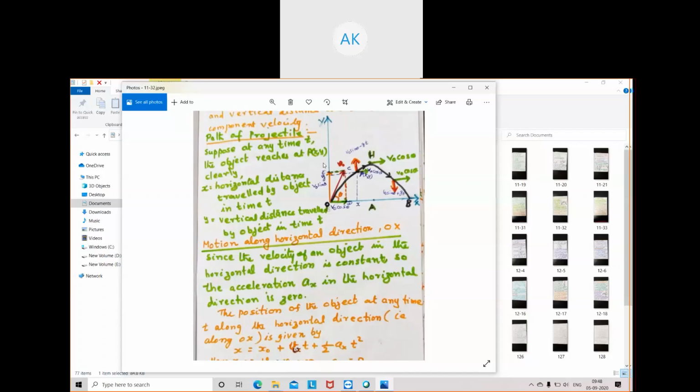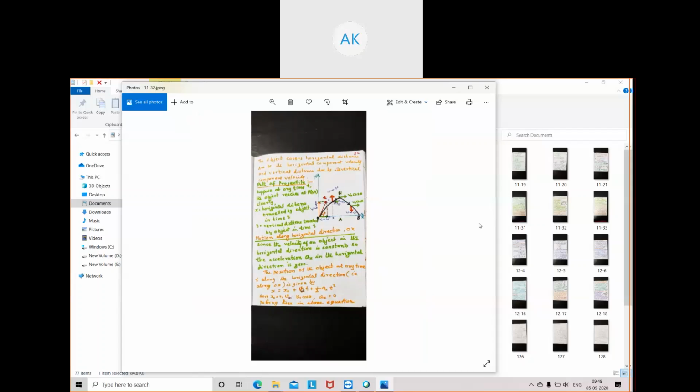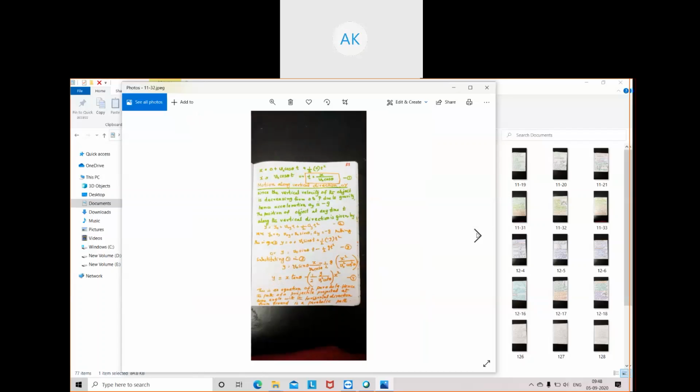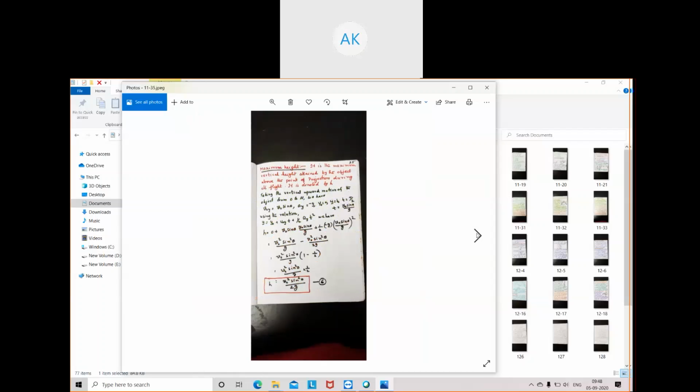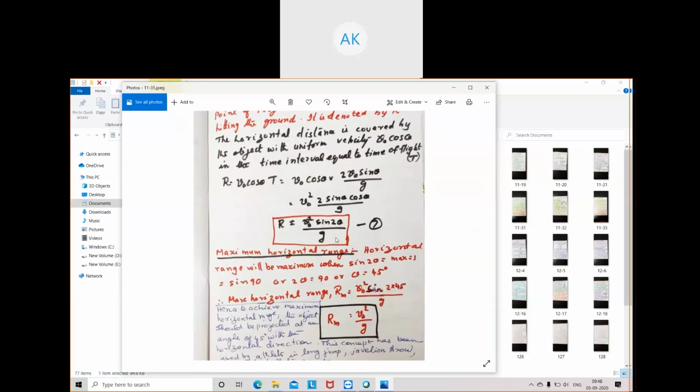Time of flight, you have to take time of flight, not time of ascent, not time of descent. Total time of flight you have to take to find this range. v0 cos theta into time of flight, that will give the horizontal range. Let us see that expression. So this one, horizontal range, v0 cos theta into time of flight.